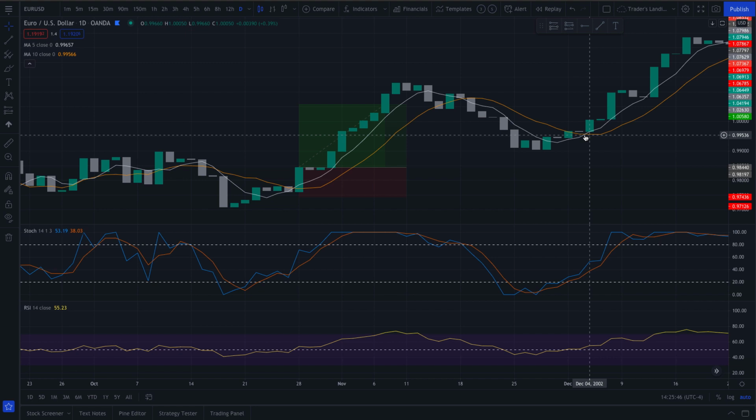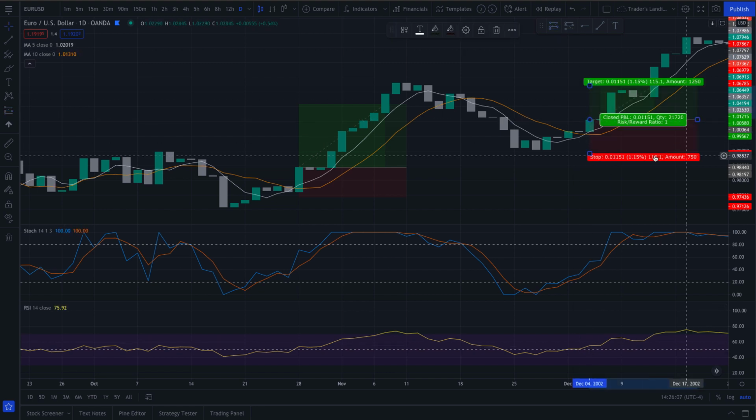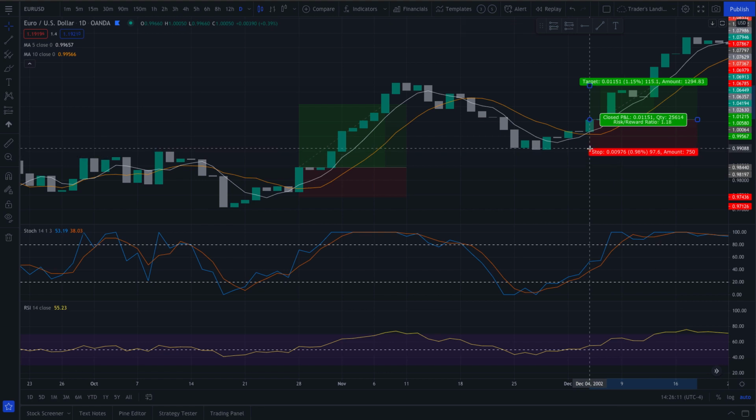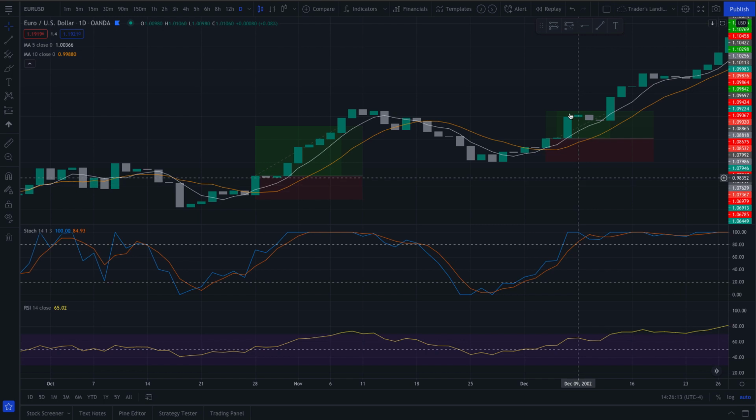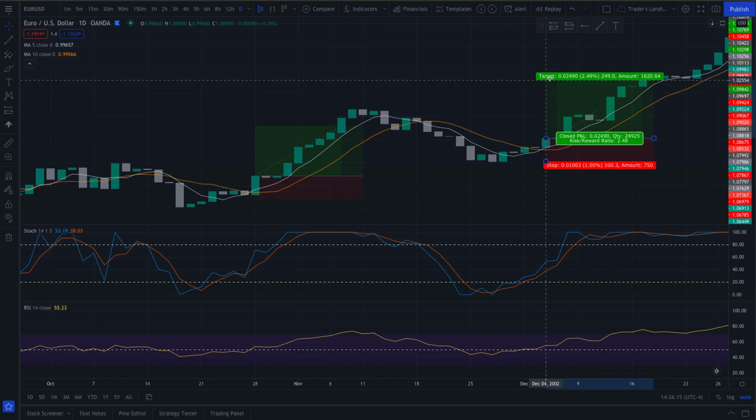Look for another entry. We found one right here on this candle. We have the cross up of the 5 over the 10 MA. The stochastic hasn't touched the overbought section, and the RSI is over 50. So we are going to enter on that candle, stop at 100 pips, and this is another winner.